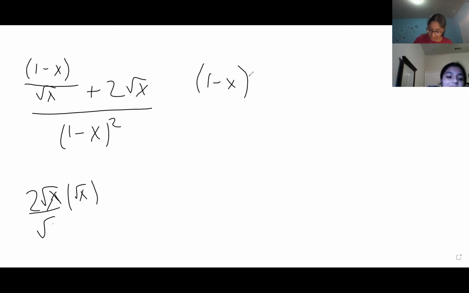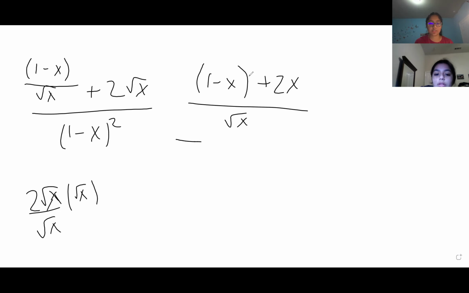That makes sense, right? I just took the root x to the denominator without making both of the terms in the numerator have the same denominator. So I think that's where I went wrong.